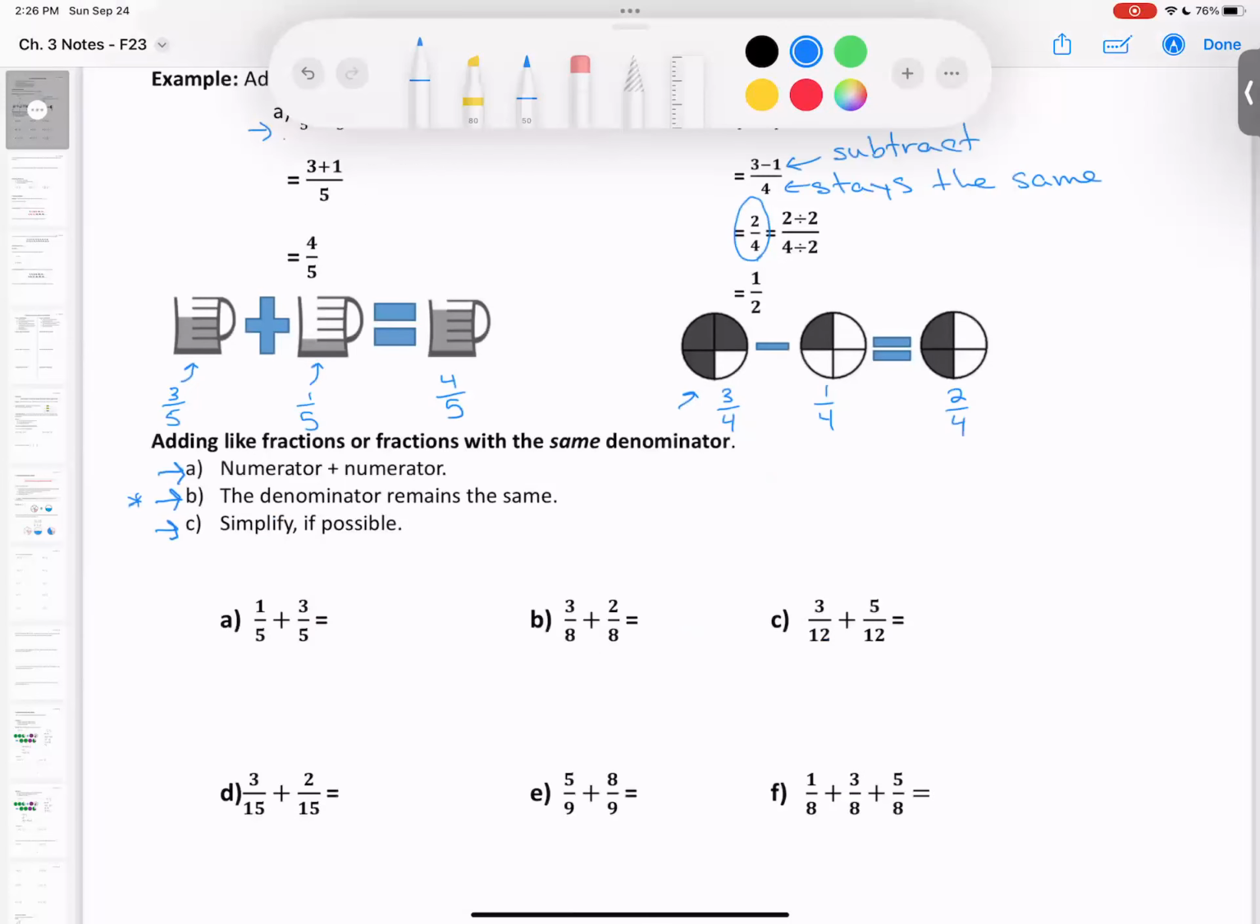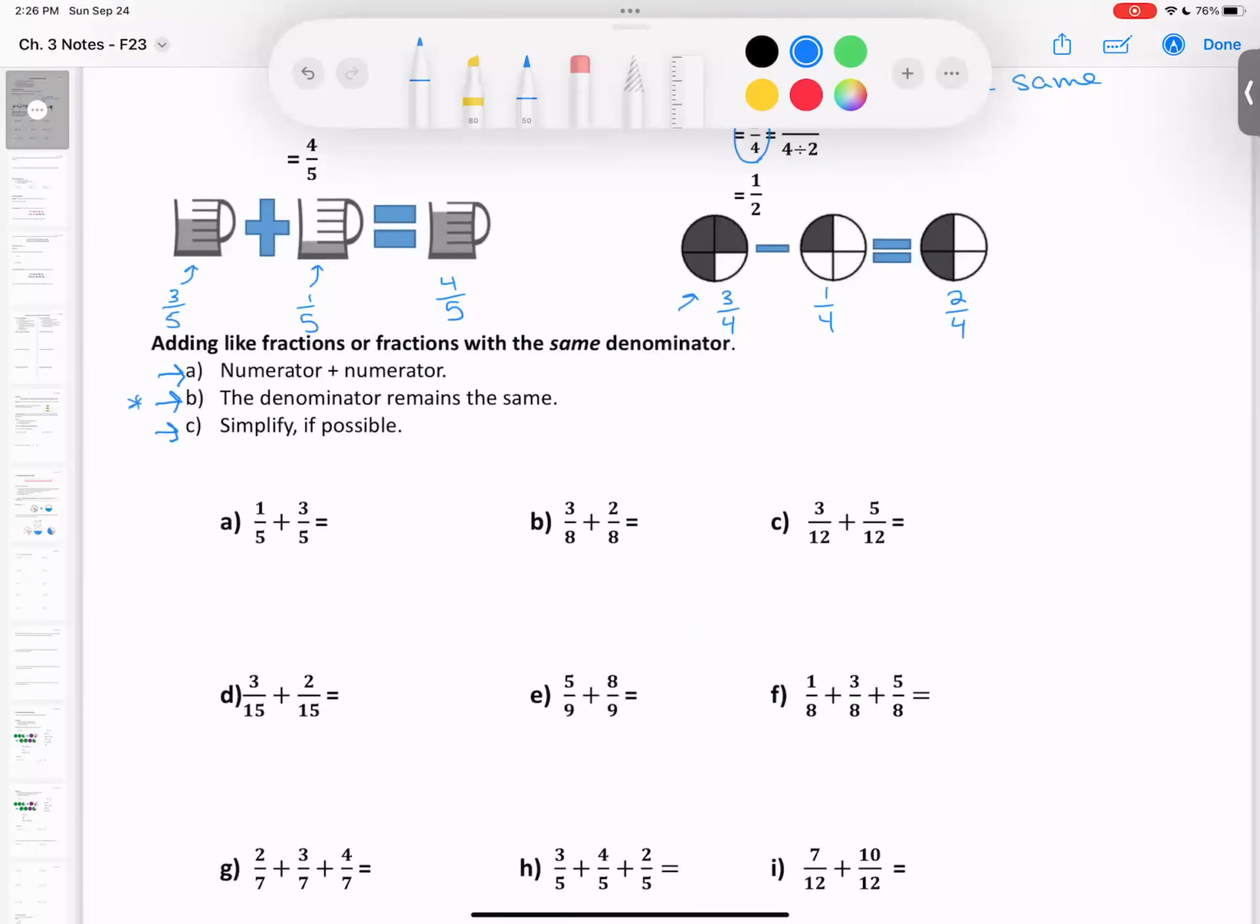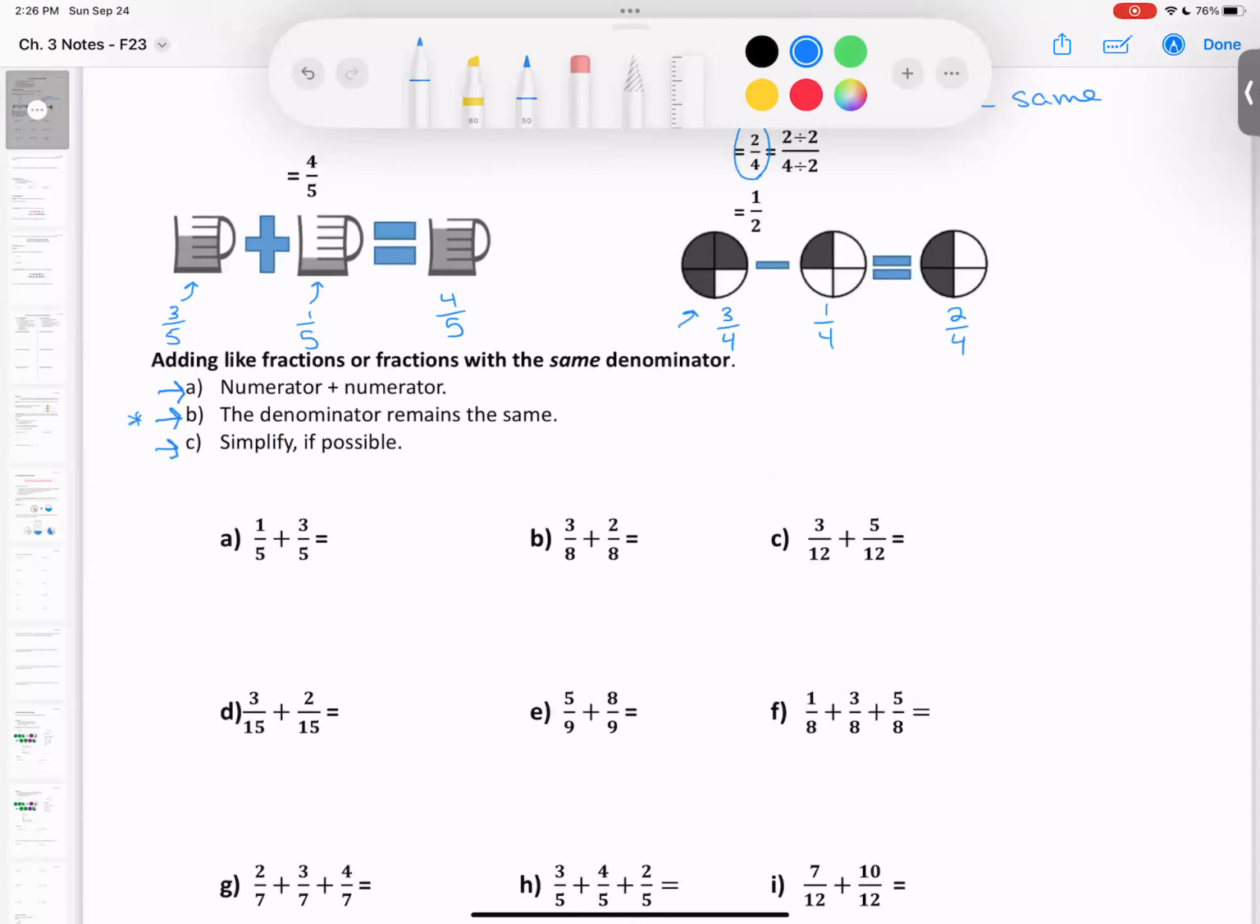So let's do some examples. We have 1/5 plus 3/5, and that gives us, 1 plus 3 is 4/5. And we can't simplify, so that's our final answer. Next one, we've got 3/8 plus 2/8. Our numerators we're going to add to get 5, denominator stays the same. And once again here, there's no way to simplify. We don't have any common factors there. Okay, next one. We get 3 plus 5 is 8/12.